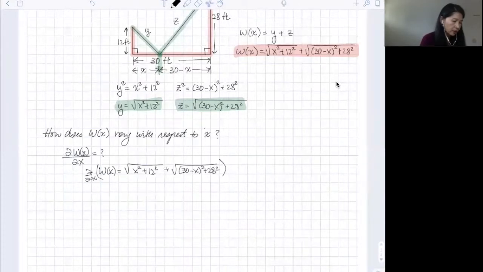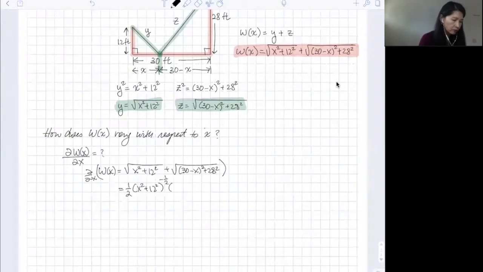So let's apply our derivative rules. First, we apply the power rule, which gives us 1/2 times (x squared plus 12 squared) raised to the power of negative 1/2.